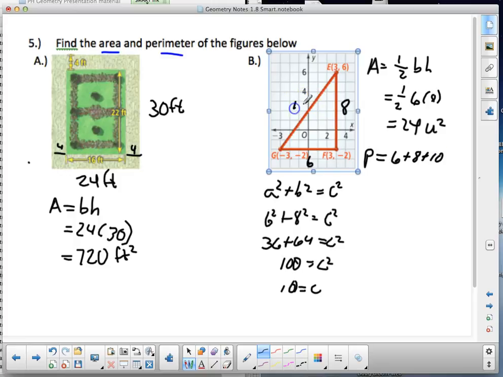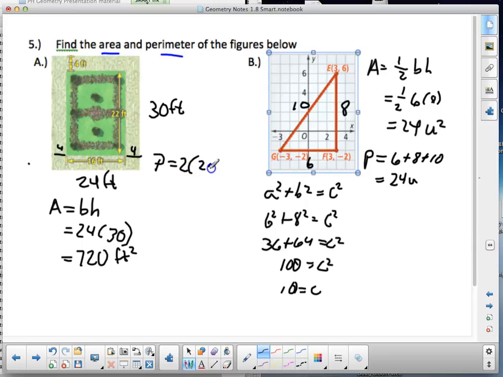Because what we just found was this was 10. And this is 24 units, not feet, because we are dealing with just units. Here, over here, this perimeter on the rectangle is going to be 2 times length plus width, 24 plus 30, which is 108 feet.